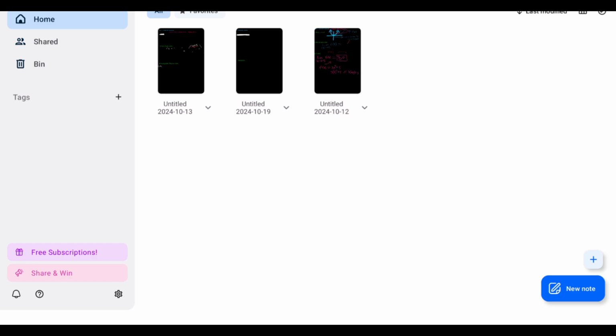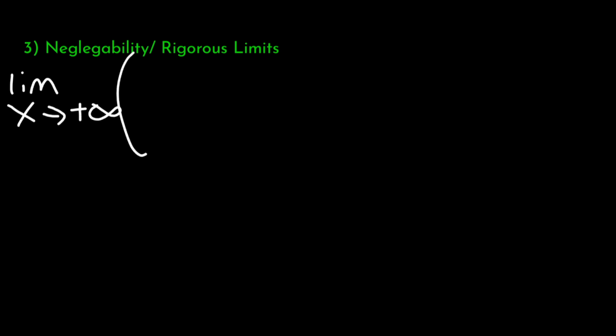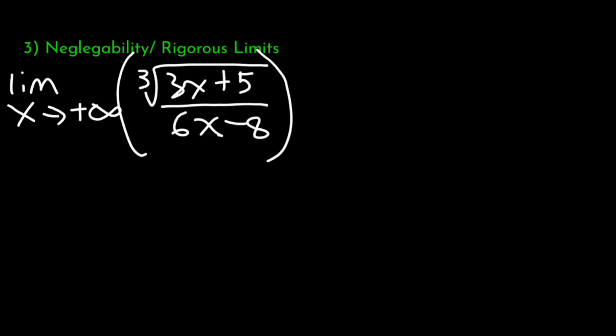And this limit is going to be very complex. So it's going to be limit as x goes to positive infinity of the cubic root of 3x plus 5, all divided by 6x minus 8, all in parentheses.